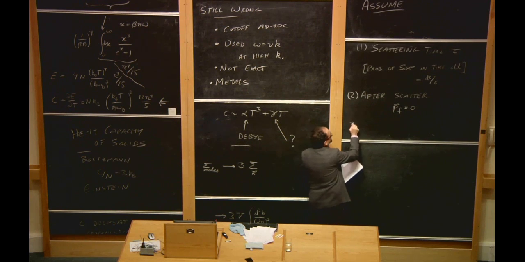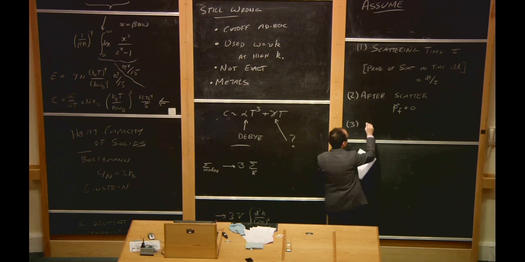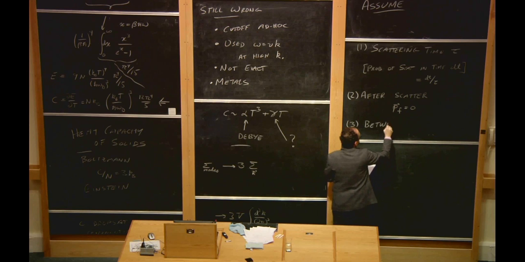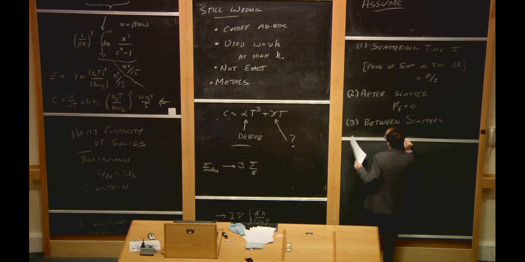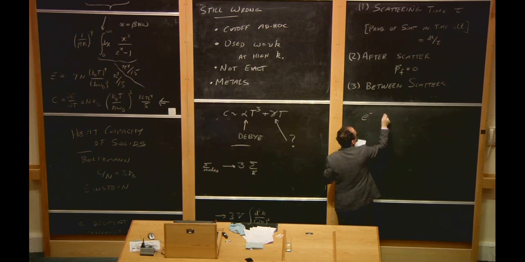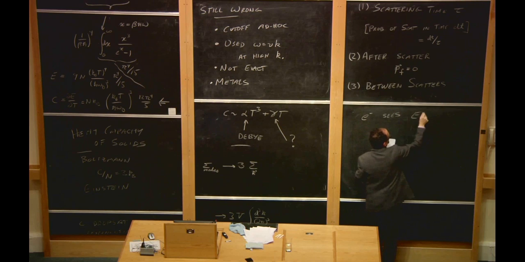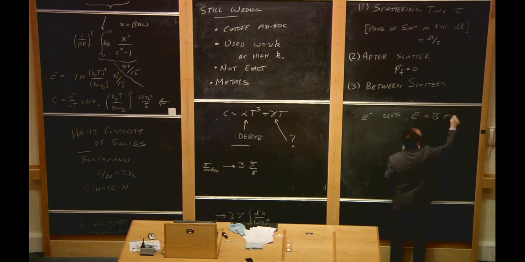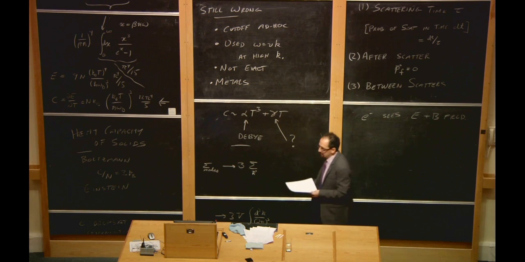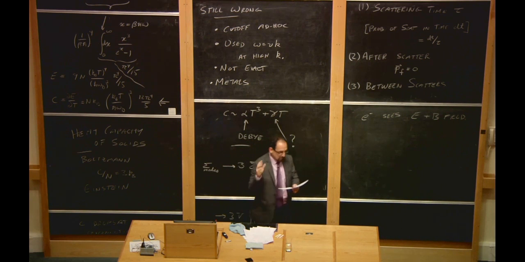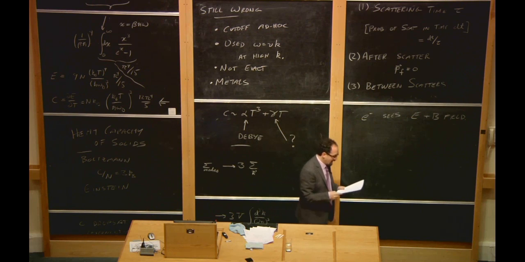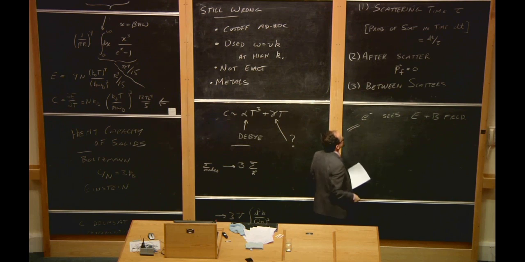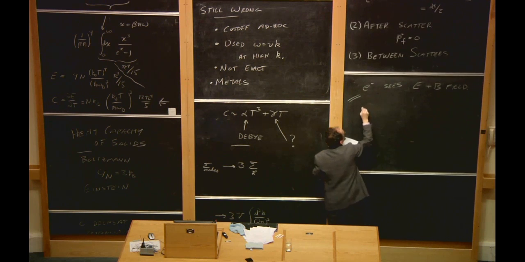The third point, which you probably didn't have last year, is that between scattering events, the electron should feel the E and B field if they happen to be there. So if you're applying an electric field to your metal, the electron will accelerate due to the electric field, or it will curve due to the magnetic field, which seems rather natural, just like the electron were living in a vacuum.